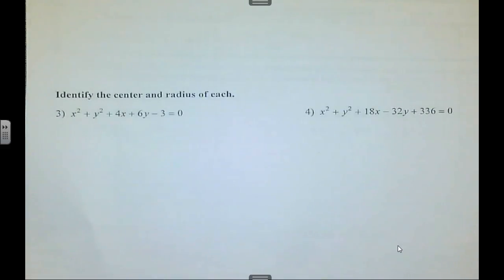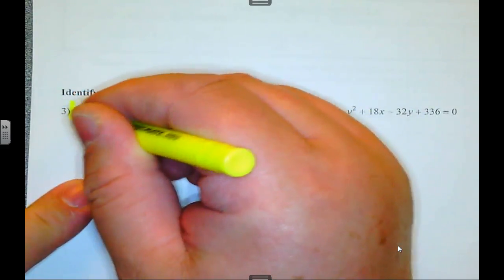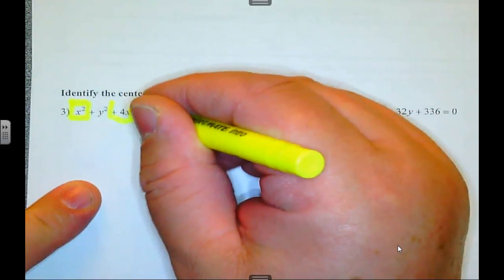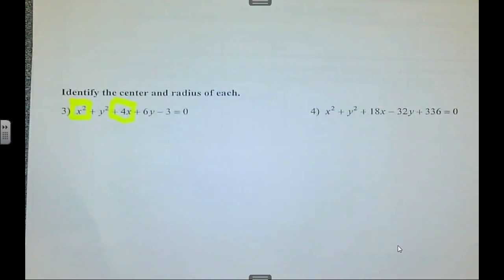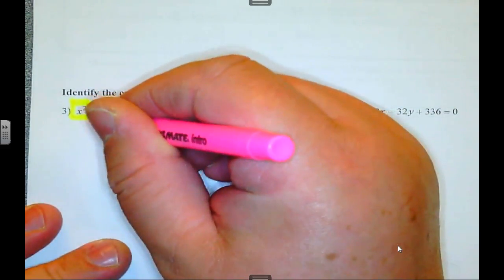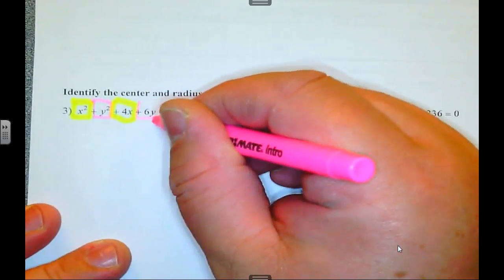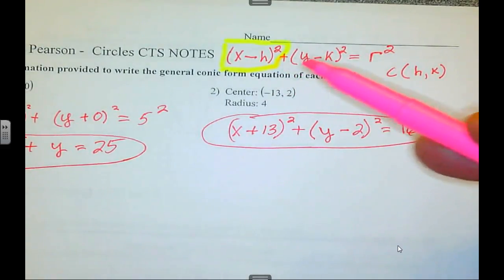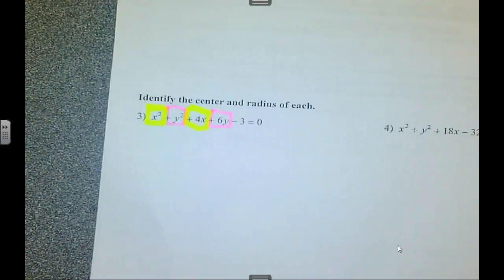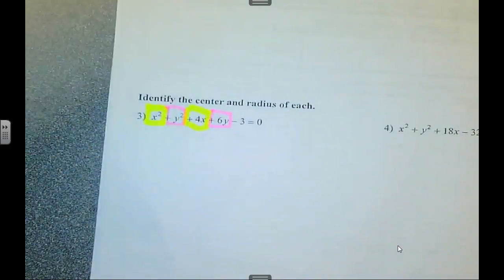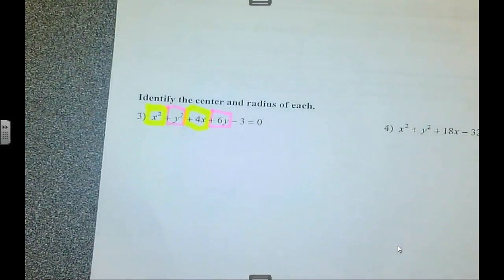Okay, so we're going to complete the square on our x's. Then we're going to complete the square on our y's. And then we'll get it in the form x minus h squared plus y minus k squared equals r squared. Isn't that fun? We get to do it twice in one problem. We're not having a test tomorrow. We're not having a quiz tomorrow.